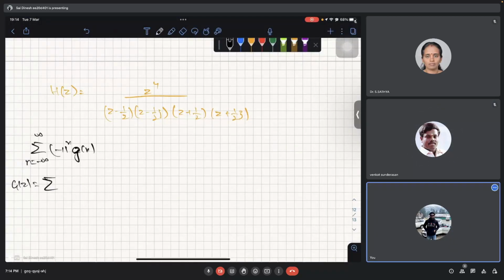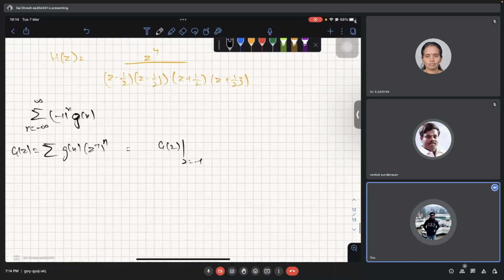No, it will not be. So g of n z power minus n, basically z inverse power n. So z inverse should be minus 1, so z equal to minus 1. Exactly. So we need to put g of z at z equal to minus 1. Sorry, this is not h of z, this is g of z, since we have used the new poles. So after the shifted poles, we need to find g of z at z equal to minus 1. So simply put z equal to minus 1 in this, and then you get the final answer. Clear?